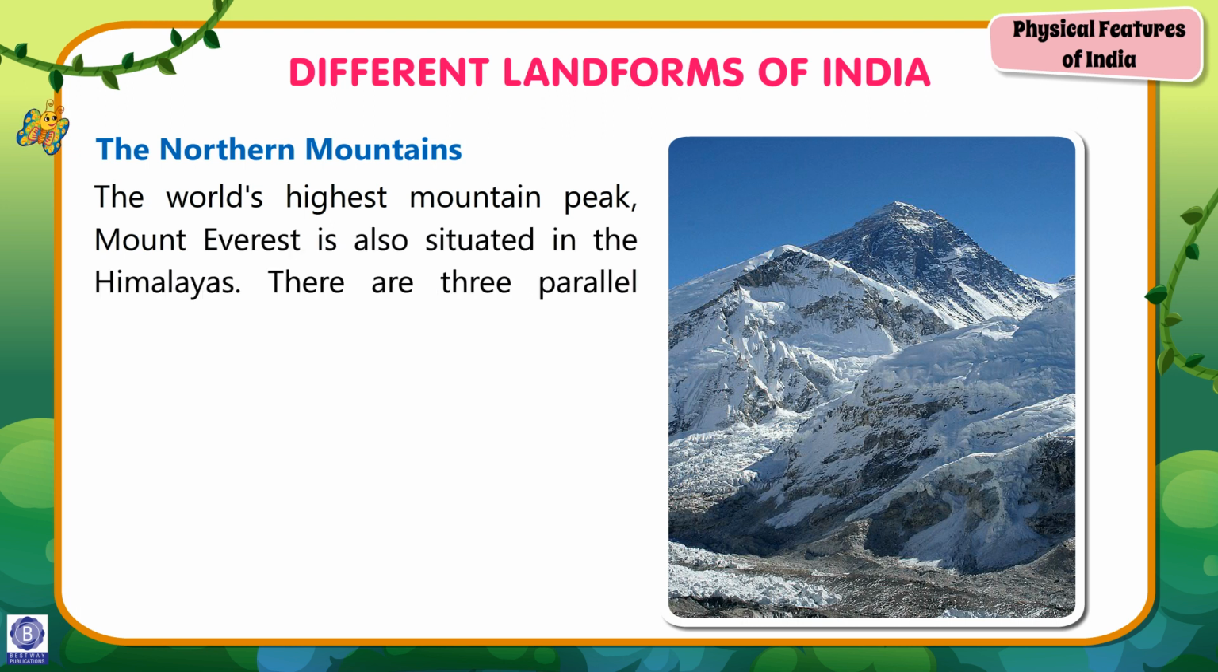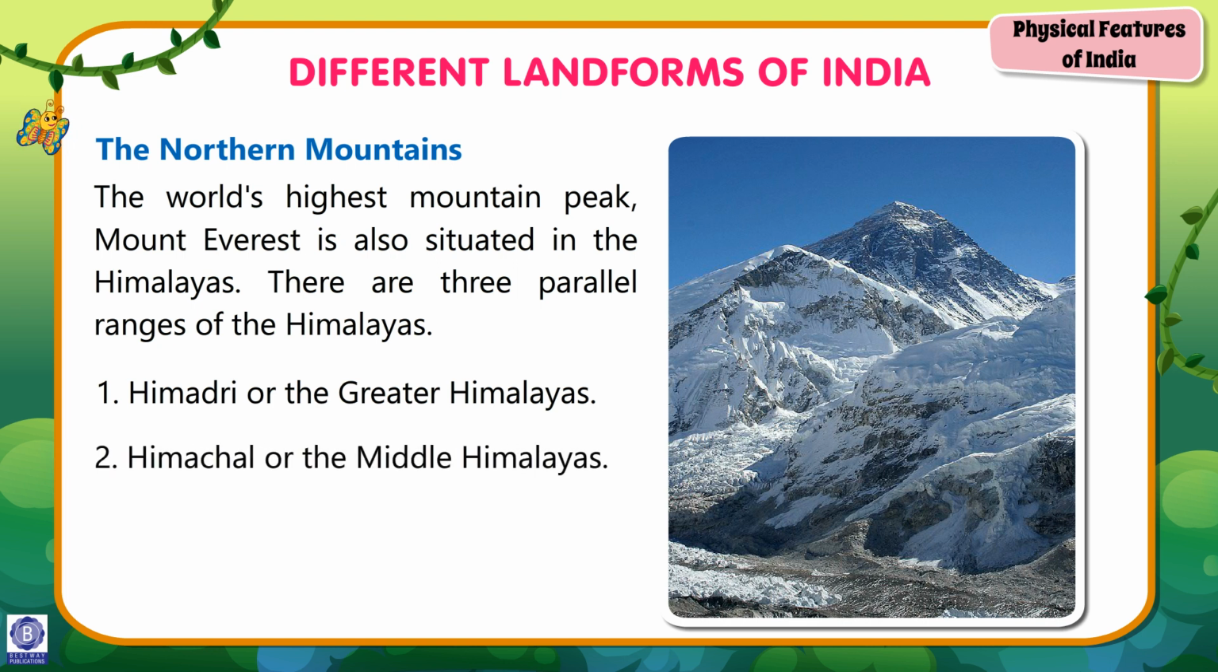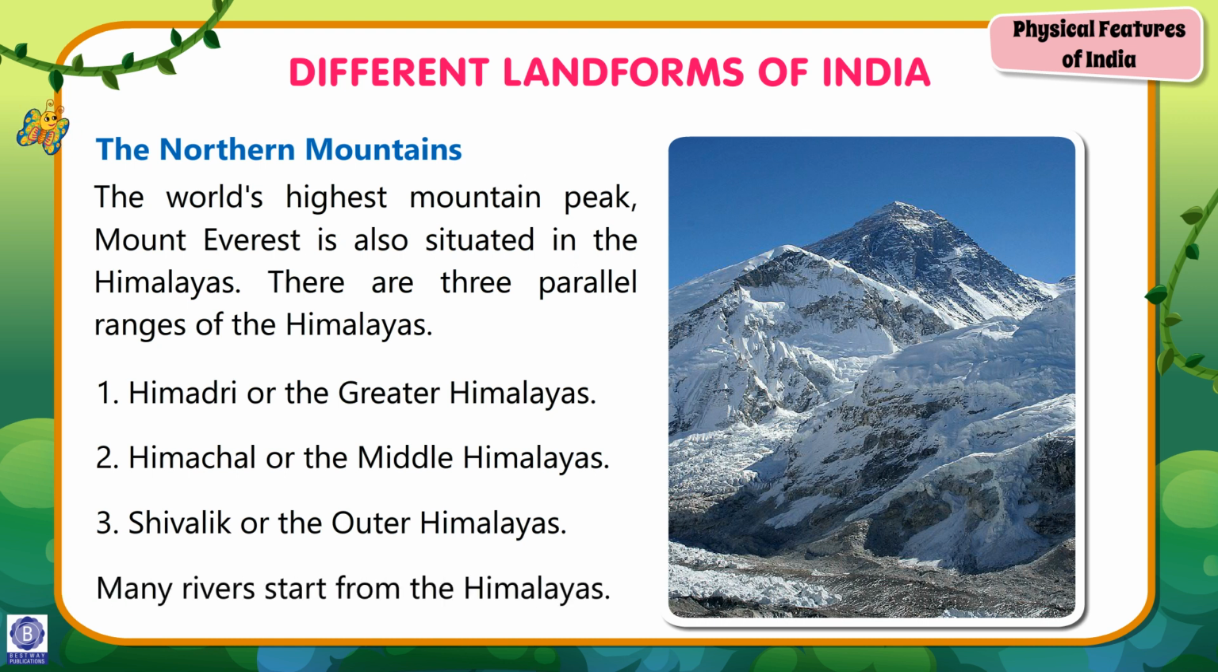There are 3 parallel ranges of the Himalayas. Number 1. The Himadri or the Great Himalayas. Number 2. Himachal or the Middle Himalayas. Number 3. Shivalik or the Outer Himalayas. Many rivers start from the Himalayas.